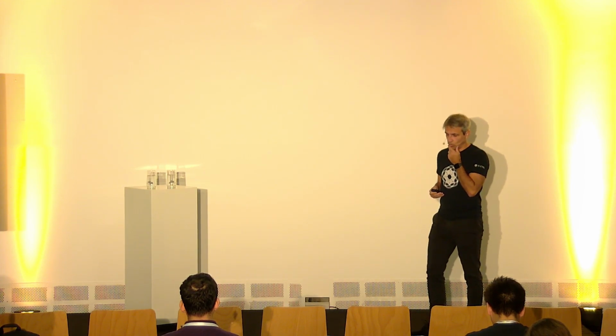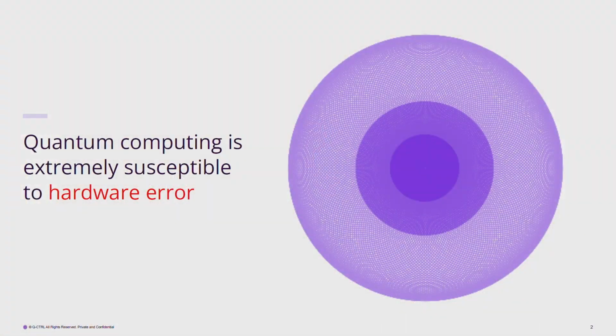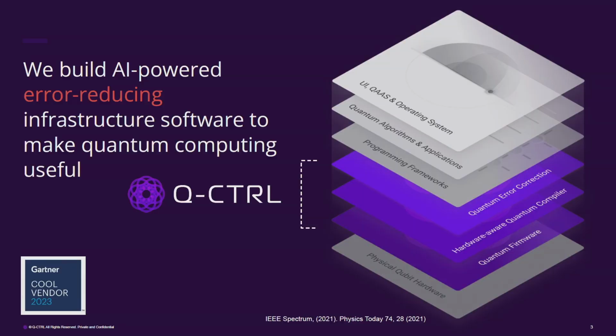All right, so the starting point of our discussion is something that I imagine many of you are familiar with or have already heard about. It is the fact that quantum computing is extremely susceptible to hardware error, be it for fundamental quantum reasons or for the imperfect way that we build those devices. The fact is that hardware error is what leads to failure in algorithm executions, and therefore is the major bottleneck that we have to deal with in our industry today.